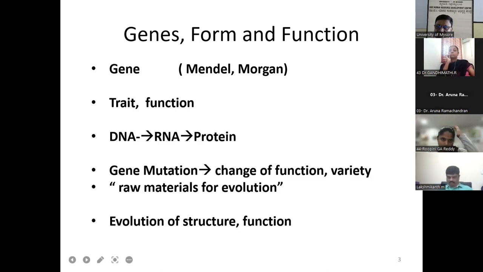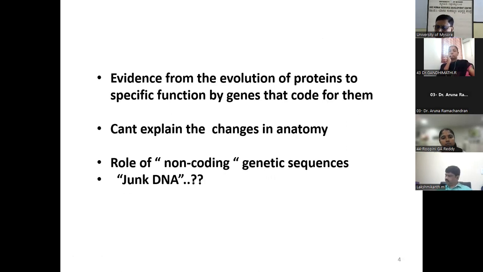So therefore, this still will not tell us how exactly structure and function evolved. So this is going to be the topic of my discussion today, which has engaged the best minds in the last 3-4 decades. So evidence from evolution of proteins to specific function genes is very well known. You all know very well that genetic diseases like sickle cell anemia were due to a single gene mutation, which is heritable, which changes the function.